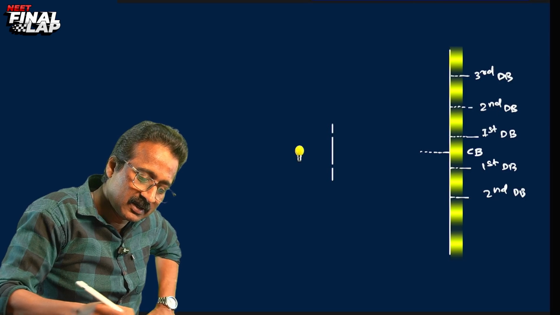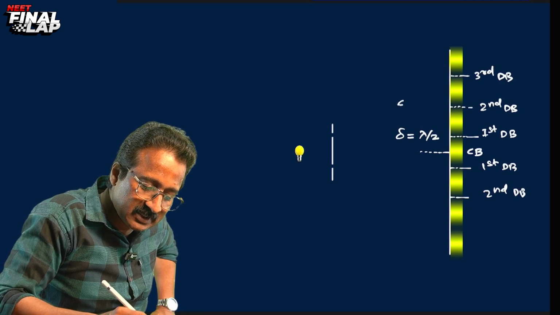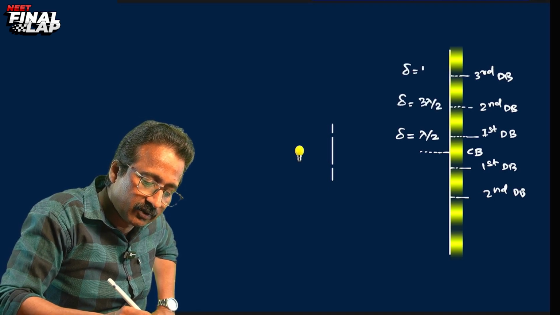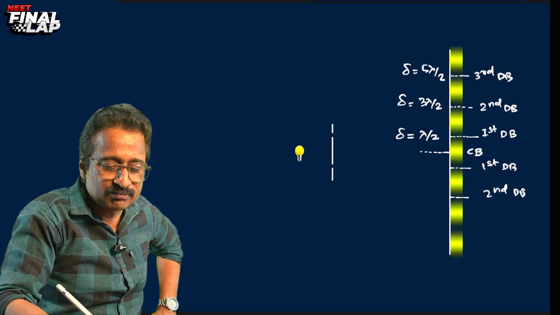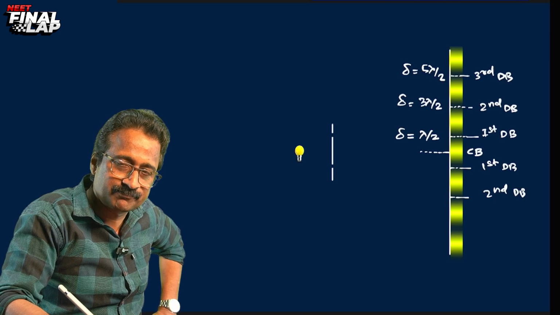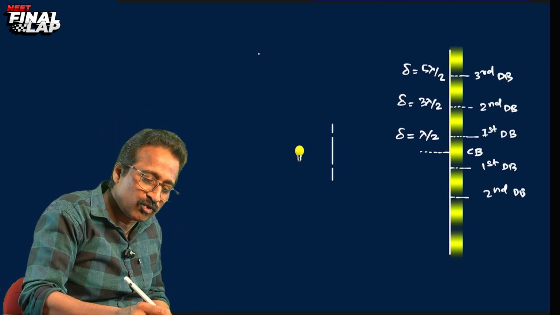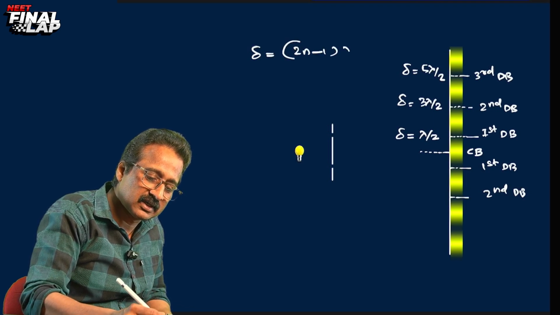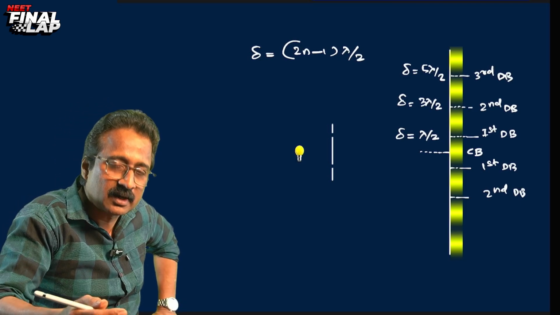So I am writing here the reason for each corresponding band. del is equal to lambda by 2 is the reason for this. del equal to 3 lambda by 2 causes second band to form. del equal to 5 lambda by 2 for third dark band. That's the way the dark bands are produced. Now, an equation for what path difference produces dark bands generally can be made from this pattern. Yes, when the path difference is 2n minus 1 lambda by 2, a dark band will be produced.